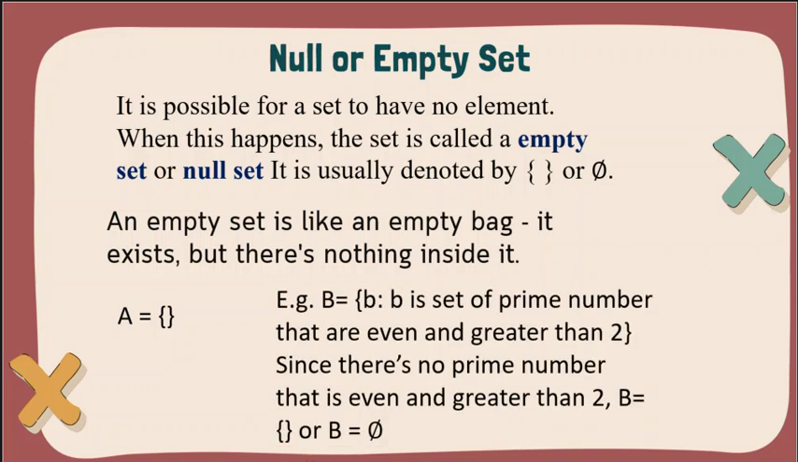Another one, set B, is defined by B such that B is a set of prime numbers that are even and greater than 2. Think about that for a second. There is no prime number besides 2 that is an even number. And since you are eliminating 2, you will not find any other fitting element. And so B is also an empty set, denoted by our good old symbol, this or that.